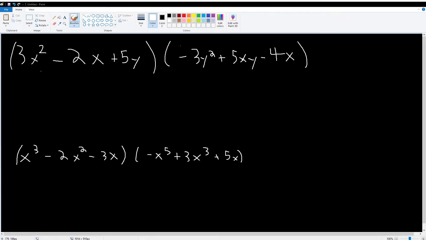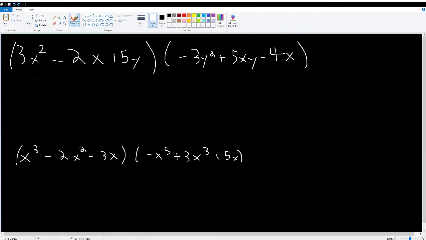When you're multiplying a trinomial by a trinomial, you have to multiply each term by every other term in the other parentheses. You have to go down the list, okay? So 3x squared has to be multiplied by this, by this, by this. Negative 2x has to be multiplied by each of those things, and so on. Alright, so let's do that right now.